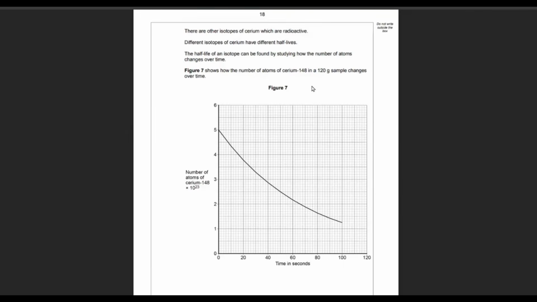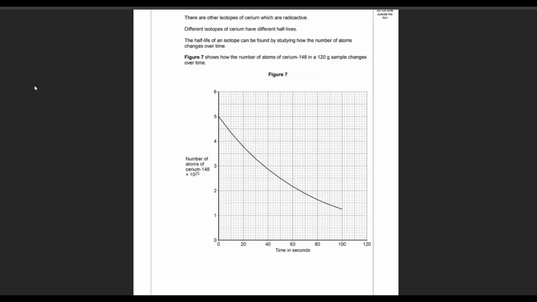Determine the activity of the sample of cerium when the sample was 20 seconds old. Okay, 6.8, last one. Determine the activity of the sample of cerium when the sample was 20 seconds old. We're going to have to do a tangent here, folks. That's absolutely foul and disgusting. I have to be honest with you.